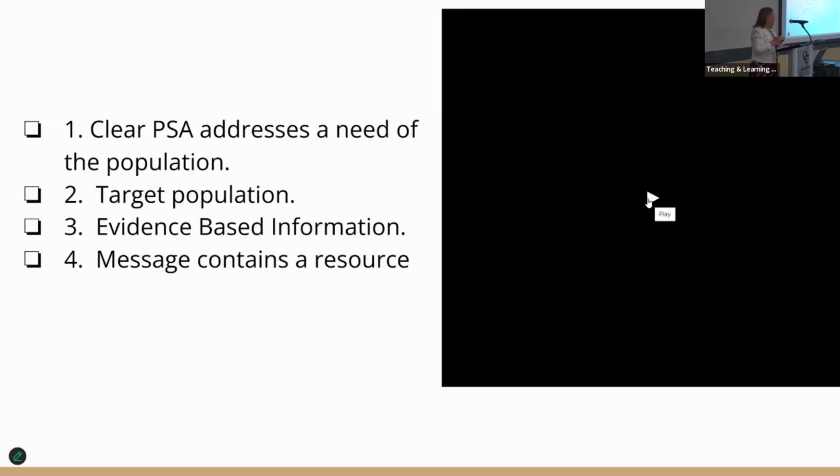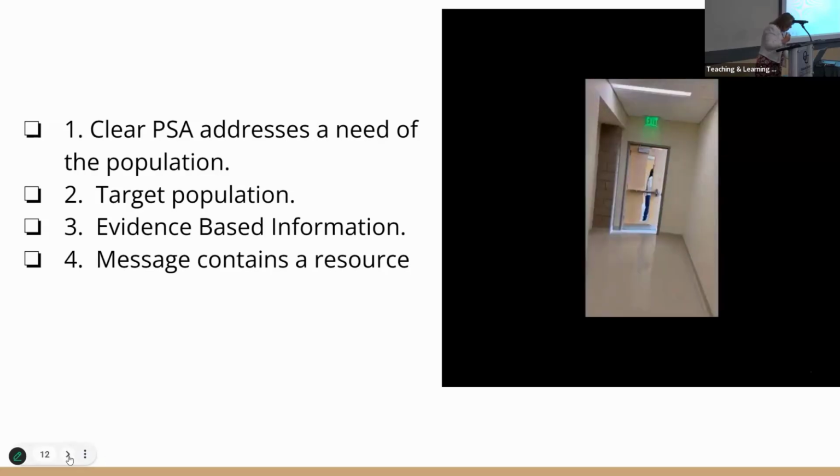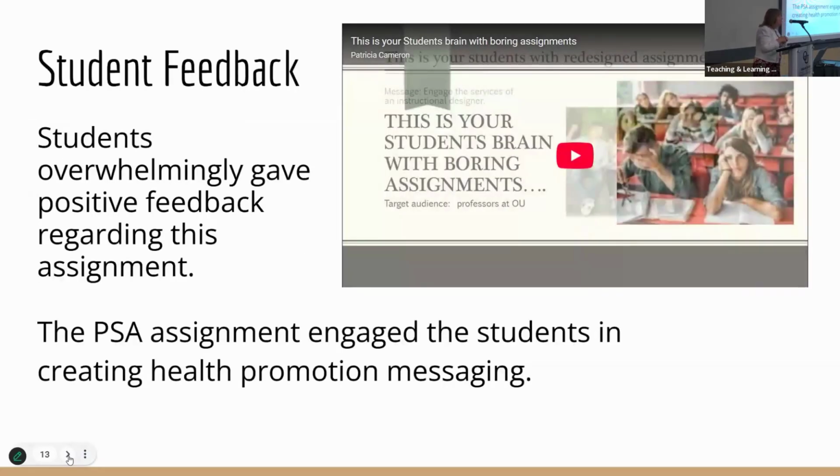So again, flu shots, and they're using Graham Health Center, and even gave the phone number for the resource. So pretty good. Okay, so the student feedback. Student feedback was overwhelmingly positive. They love this assignment. In fact, this is like their favorite assignment in the whole course from the first day. And they're really engaged in health promotion, then understanding communication is key in health promotion.